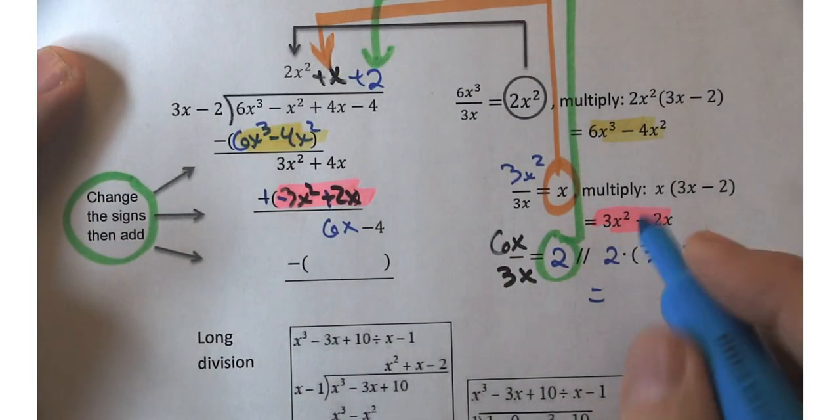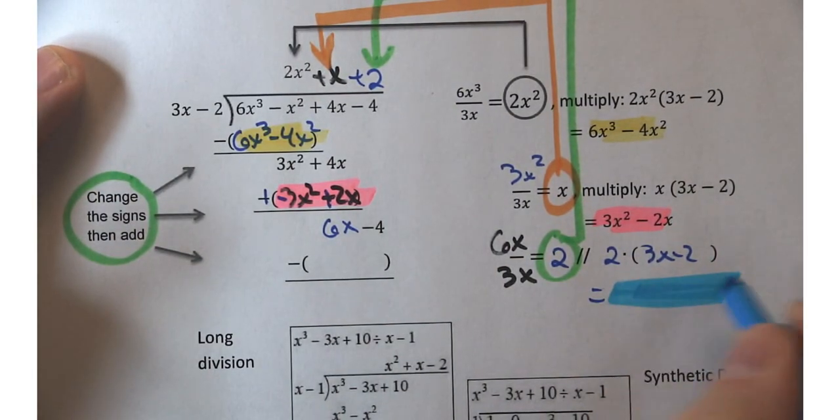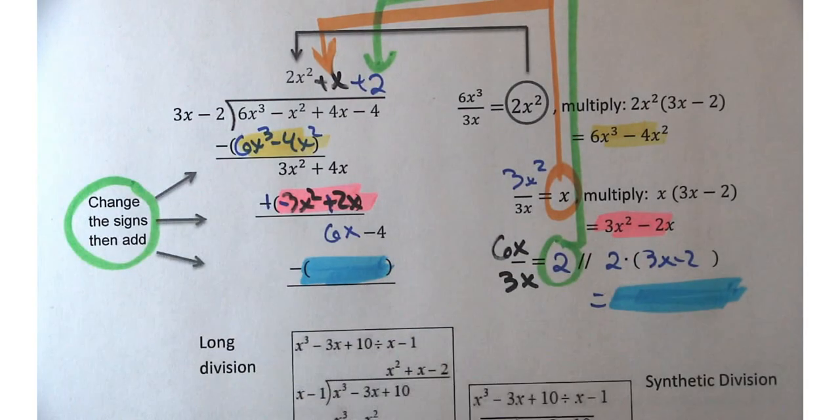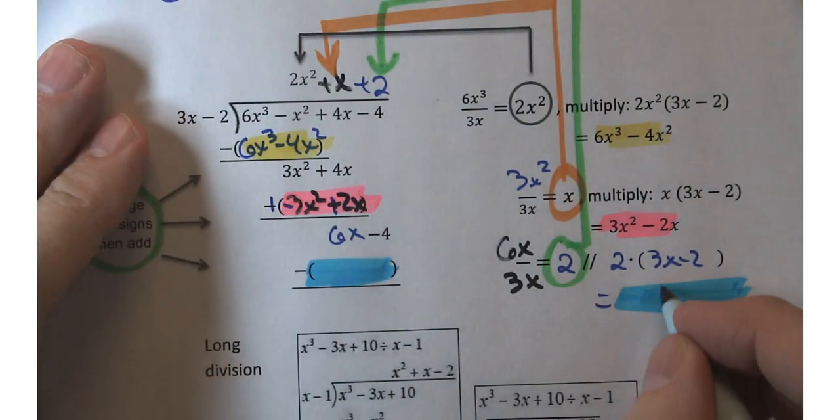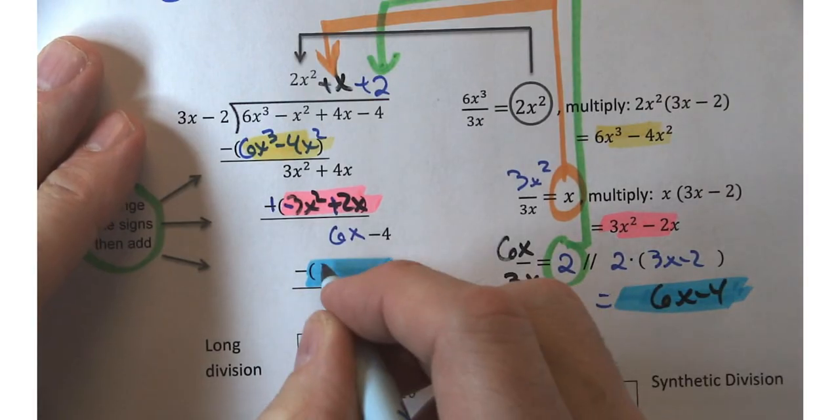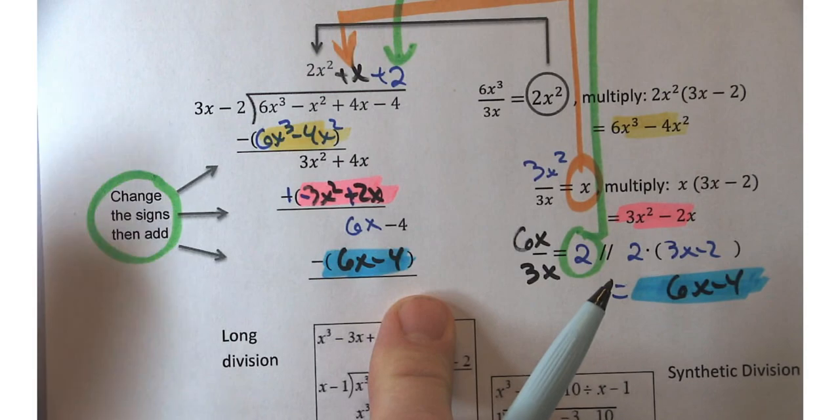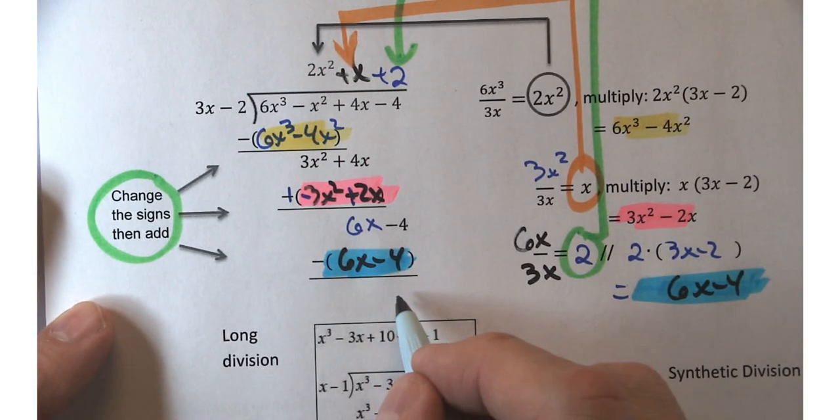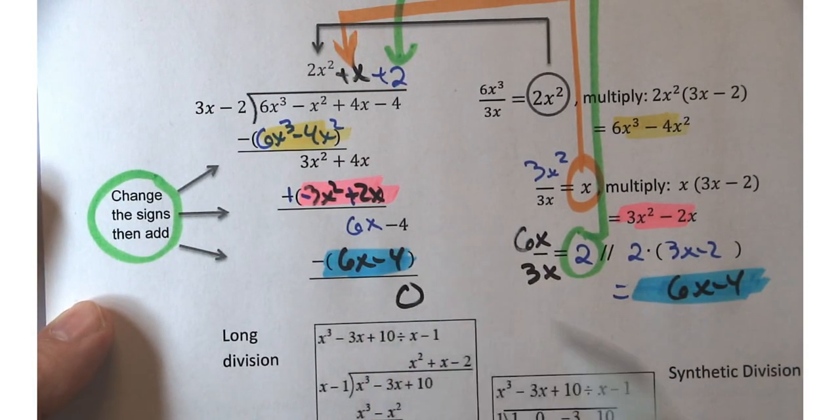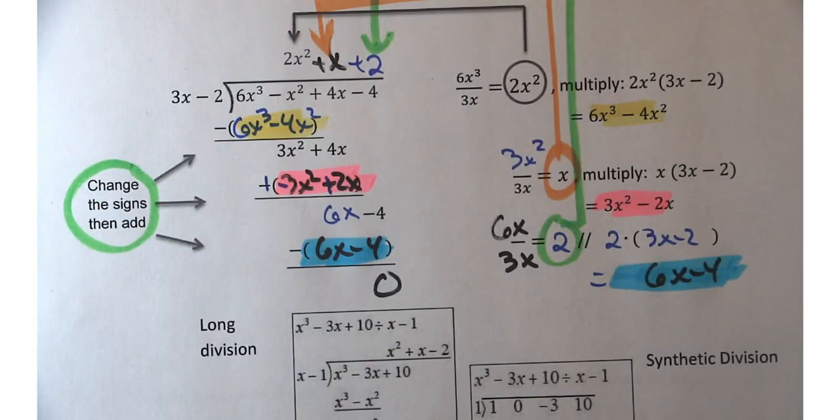Well, let's see. That's going to give me 6x minus 4. So I'll put the 6x minus 4 here. And when you change the signs and add, what do you end up with? 0. Yeah, nice, 0.